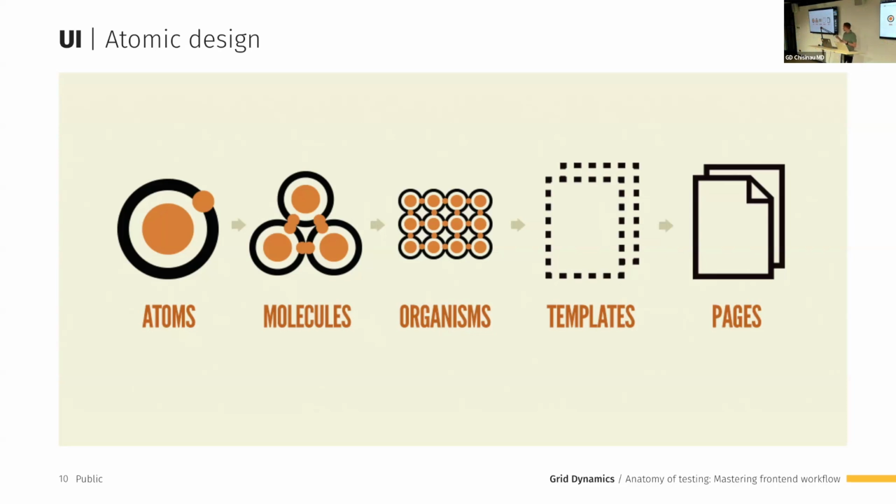So the five components are atoms. These are the foundational building blocks. These are the basic HTML elements like labels, inputs, or buttons. Then we have molecules.